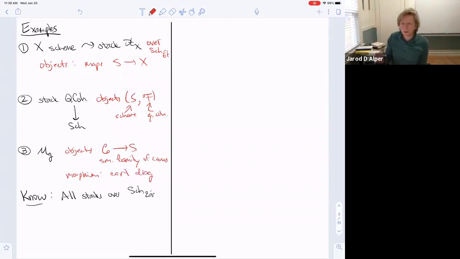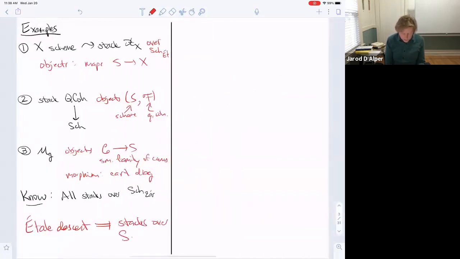And what you already know just from the Zariski topology on schemes is that each of these three examples were stacks in the big Zariski topology. And étale descent, I was trying to argue last time, actually implies that they're all stacks over the big étale site. Any questions before I move on?